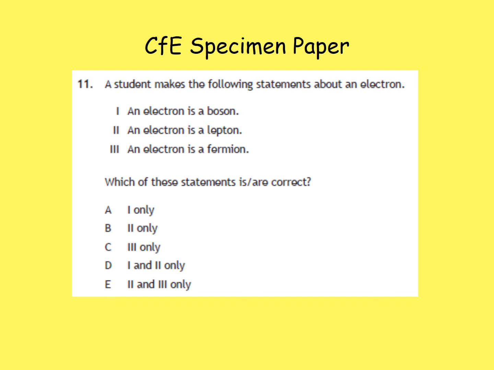Okay, so if we have a look at the first CFE specimen paper, we have this question. A student makes the following statements about an electron. Statement number 1, an electron is a boson. No, it's not, because it's not a force-mediating particle. Electron is a lepton. Yes, it is. Electron is a fermion. Yes, it is, because fermions are made up of quarks and leptons. So which of these statements are true? That's 2 and 3 only, so that is E.